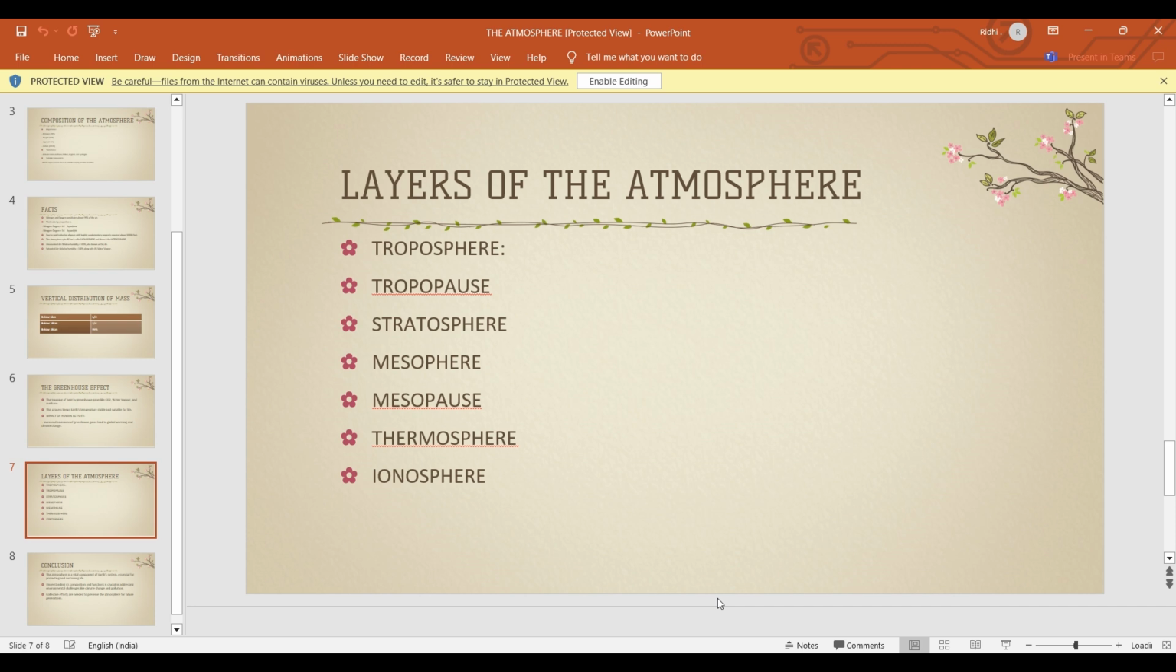The tropopause extends from 16 to 18 kilometers over the equator and 8 to 10 kilometers over the poles. Temperature generally falls with height. That is, it is the normal layer. The lapse rate is 2 degrees Celsius per thousand feet or 6.5 degrees Celsius per kilometer.